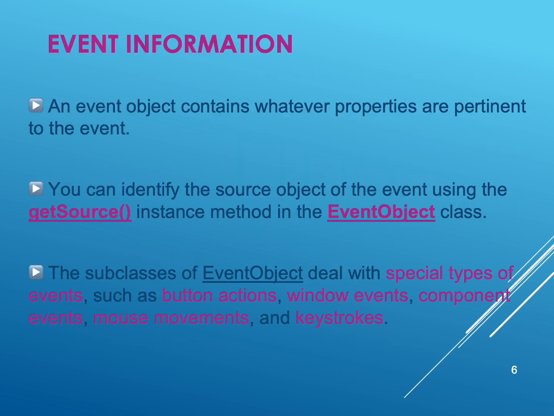An event object contains whatever properties are pertinent to the event. You can identify the source object of the event using the getSource instance method in the EventObject class. The subclasses of EventObject deal with special types of events such as button actions, window events, component events, mouse movements, and keystrokes.